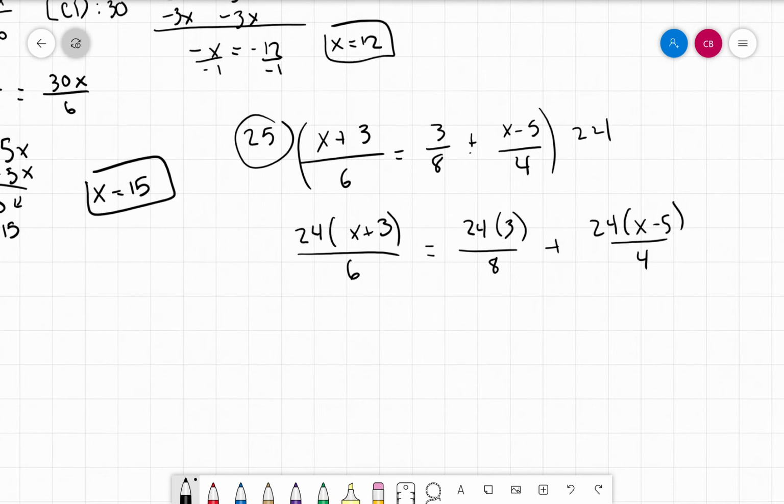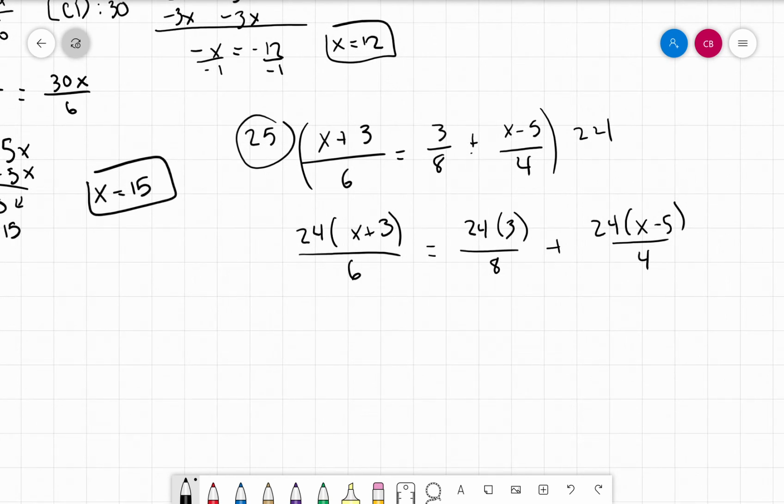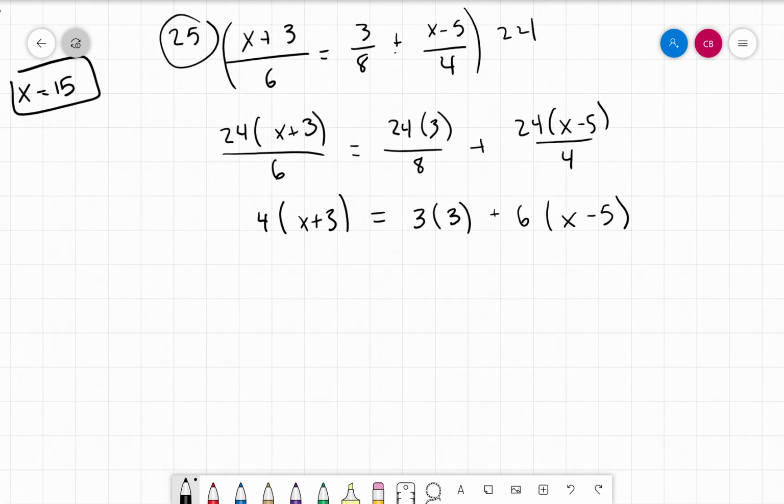So now what I'm going to do is I'm going to simplify the 24 divided by 6, which I know is 4. 4 times x plus 3. 24 divided by 8 is 3 times 3. And 24 divided by 4 is 6. And then we have the rest. And then from here we have 4x plus 12 is equal to 9 plus 6x minus 30. Which, if we keep going, 9 and negative 30, this is 4x plus 12 is equal to 9 and negative 30, which is 6x minus 21.